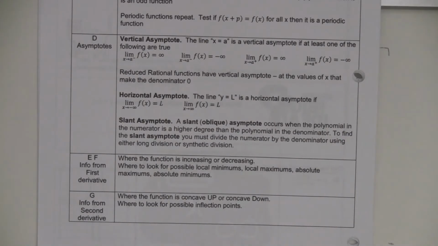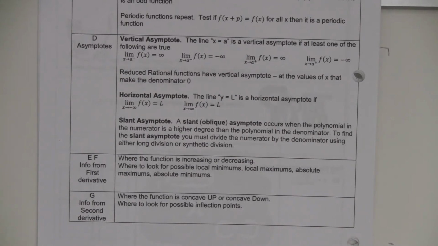Now, remember how you find the absolute maximum on a graph: if it has endpoints, you test all of the critical points and the endpoints, and the highest one is the absolute max. And how you find the absolute min is you test all of the endpoints and the critical points, and the lowest one is the absolute min.